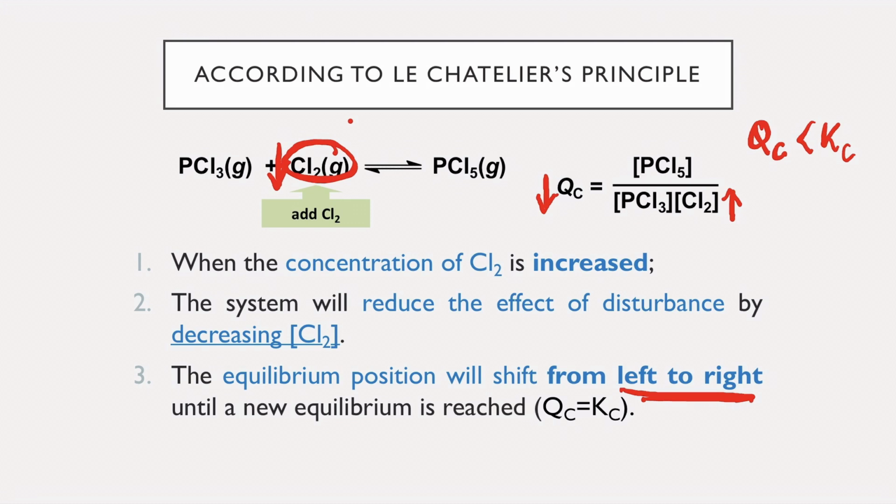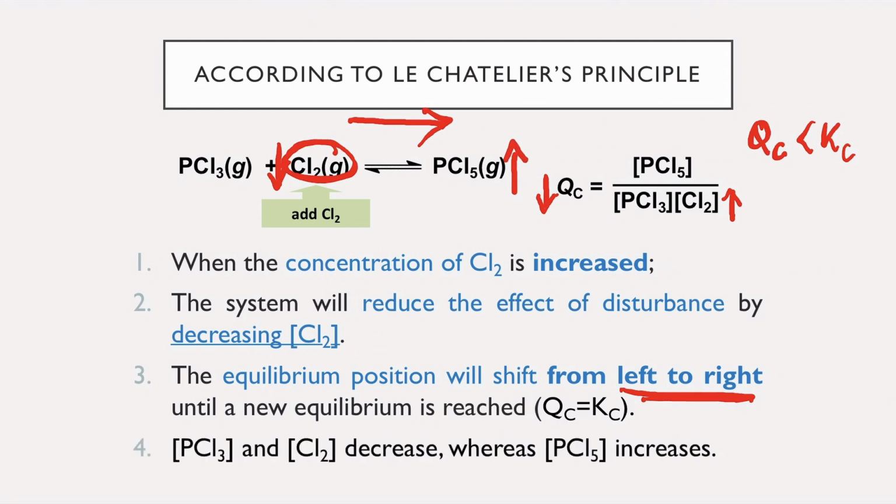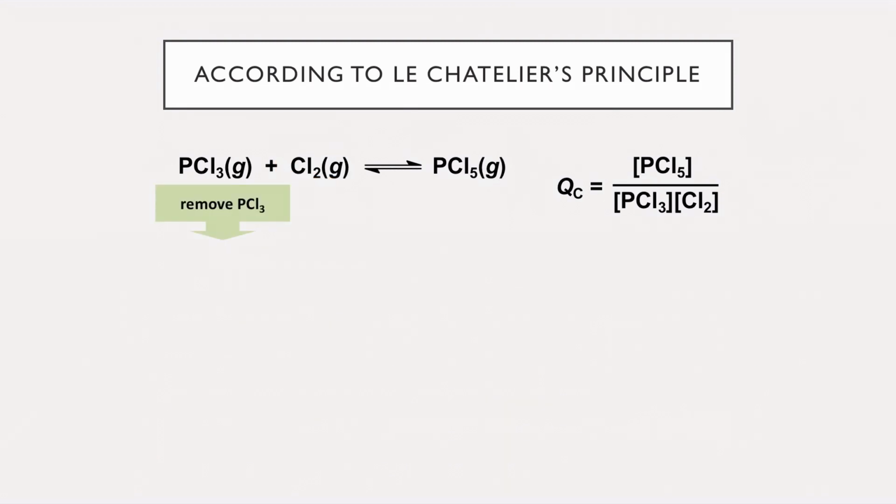Okay, so decreasing Cl2 by shifting from left to right. So that means the concentration of your PCl5 will increase. Right? So the concentration of PCl5, your product, will increase, and your reactants Cl2 and PCl3 will decrease. Let's say if you remove PCl3, okay, remove PCl3.